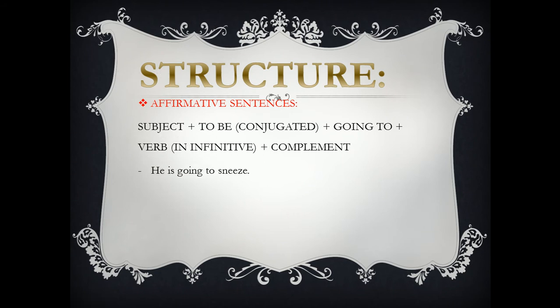So, here we have the first example. It says, he, which is the subject, is, which is to be conjugated in third person. He is going to, and we got going to, sneeze. Sneeze is the verb in infinitive, no conjugation. So he is going to sneeze. This is what we call the structure. In this sentence, we don't have a complement. It's not necessary here, but I'm going to show you another example.